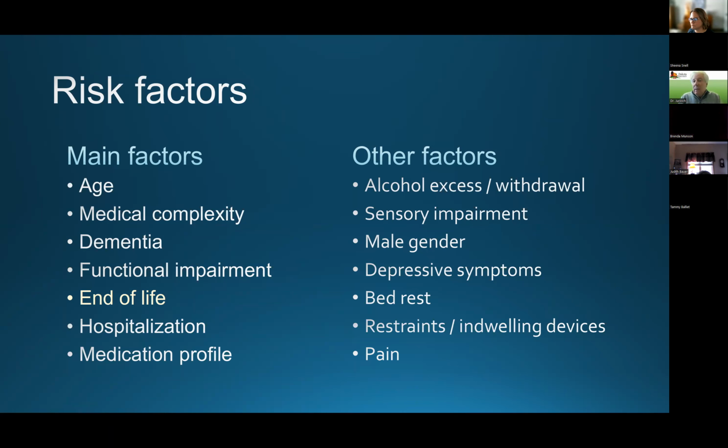Bed rest and prolonged bed rest is a connection with delirium, as is restraint and any devices, so catheters, whether they be blood or urinary catheters, and of course pain. So unresolved pain can be a strong precipitant of delirium.